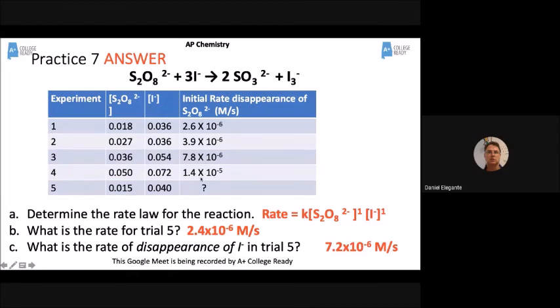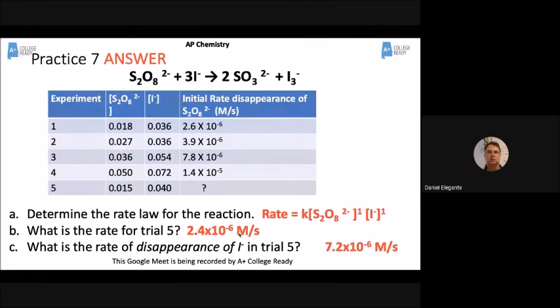And then how would you find this? Well, the easiest thing to do is just find the value of K, plug in right here the concentration and the value for K, and what you will spit out is a rate. So in other words, you're looking for the rate, you found the value of K, the S2O8 you know is 0.015, and the I minus is 0.040. Plug that in and solve, and you should get this answer, 2.4 times 10 to the negative 6th.